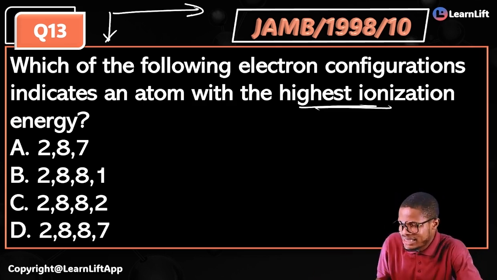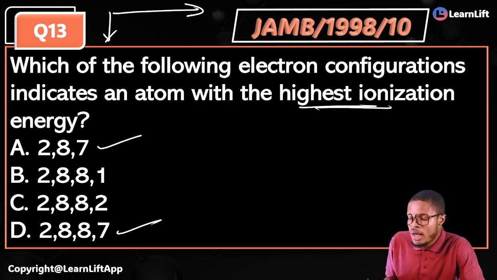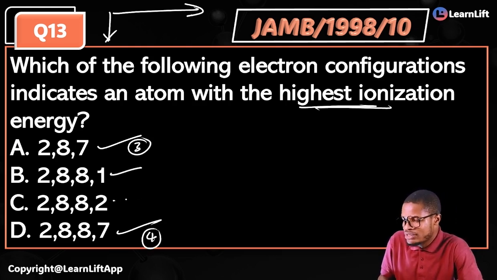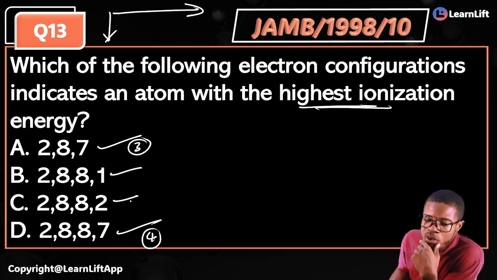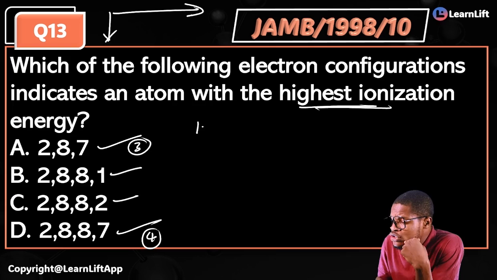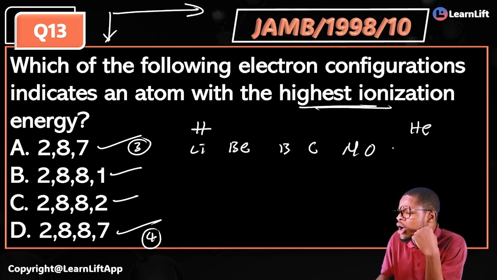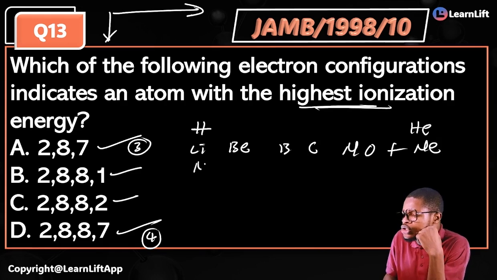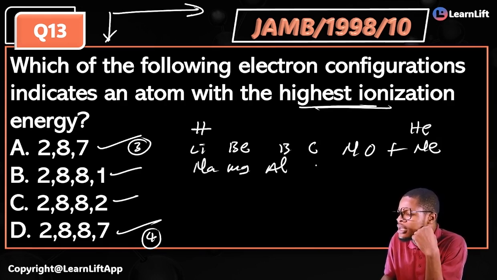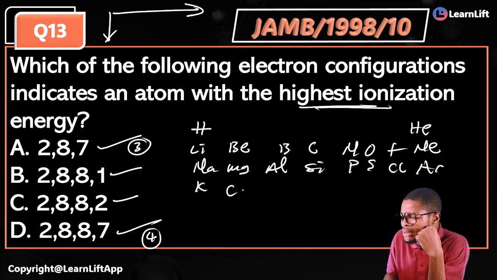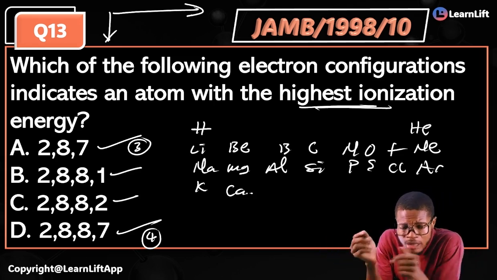Does it make sense? You can say that this one is in group 7, in period 3 of group 7. This one is in period 4 of group 7. This one is in group 1, and this one is in group 2. Let's draw the periodic table and see it with our own eyes. Hydrogen, helium, lithium, beryllium, boron, carbon, nitrogen, oxygen, fluorine, neon, sodium, magnesium, aluminium, silicon, phosphorus, sulfur, chlorine, argon, potassium, calcium. Very simple.